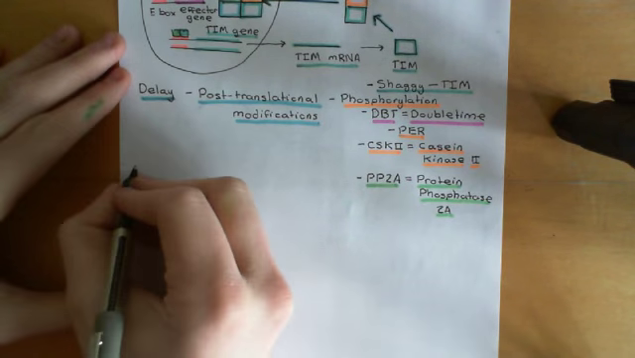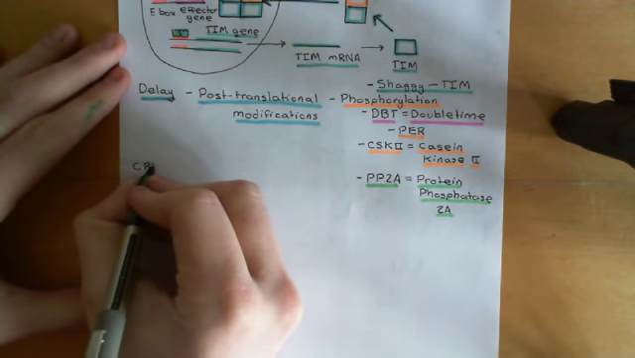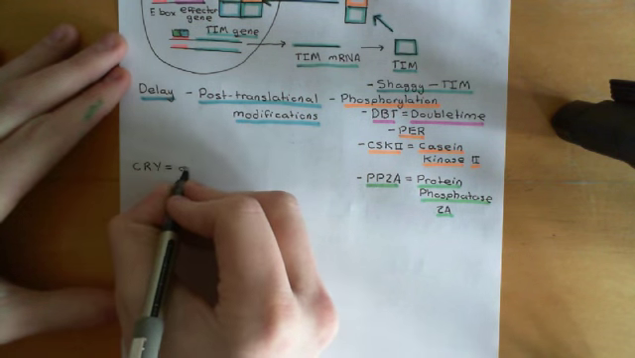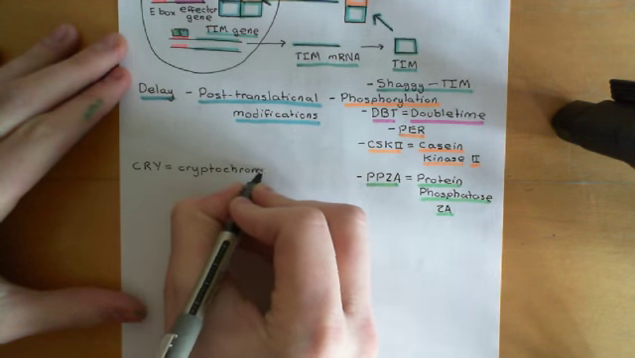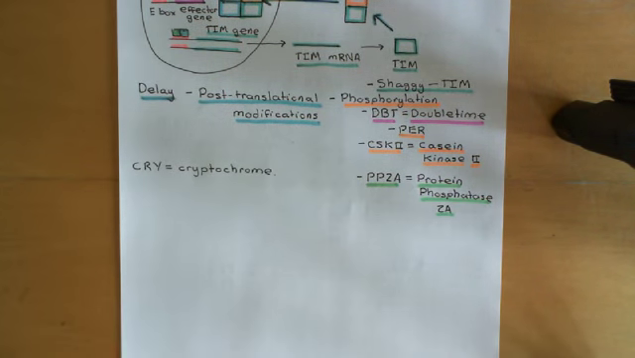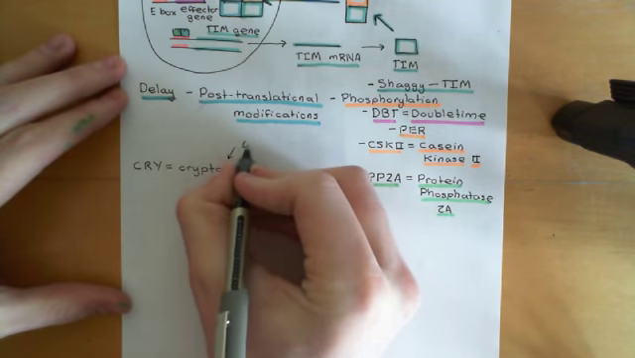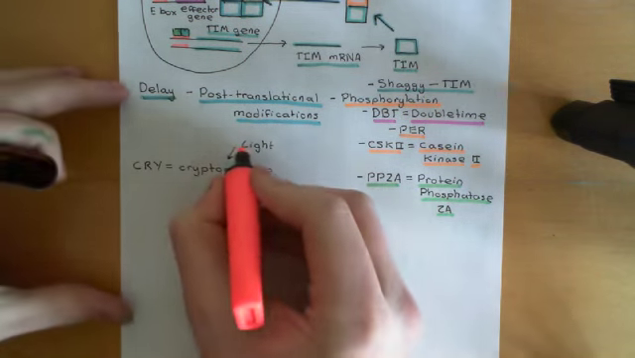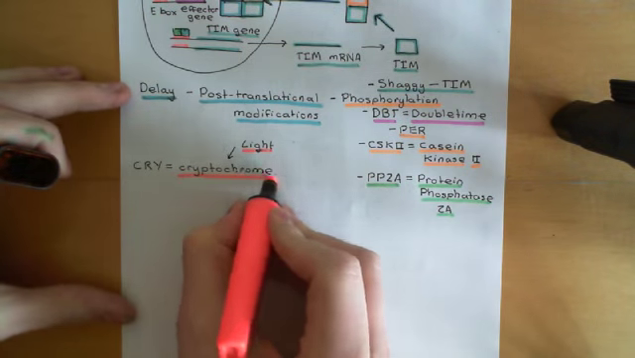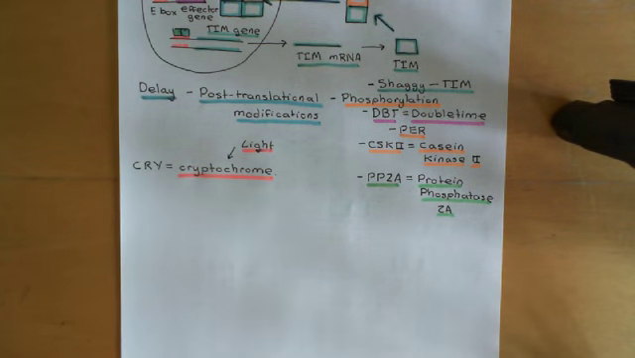Okay, and this involves one final protein that I'll introduce you to now. It's a protein called cryptochrome, which we'll be abbreviating to cry. Basically, cryptochrome is a protein which can respond to light. Light is going to influence the behavior of cryptochrome. During the daytime, light is going to be activating the cryptochrome protein, and the cryptochrome protein is then capable of leading to the degradation of period and timeless proteins.